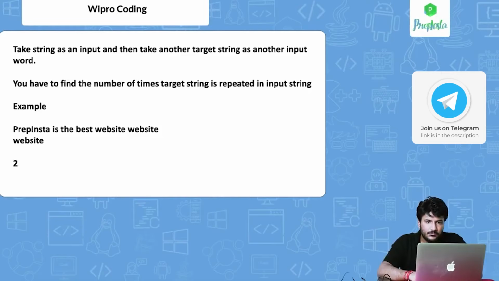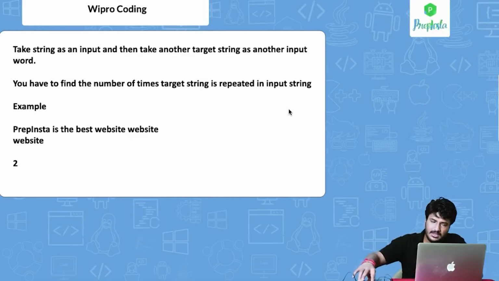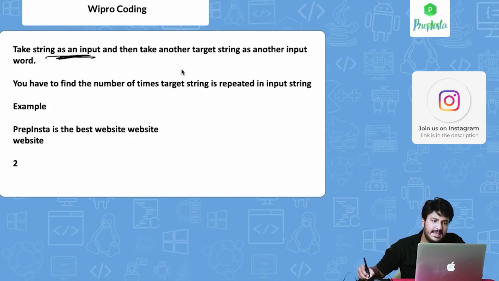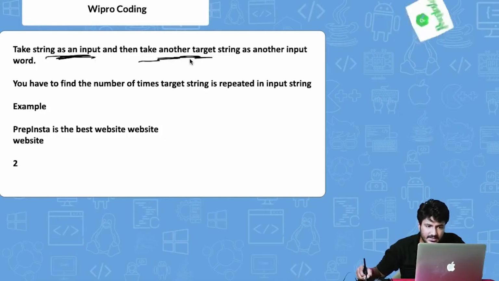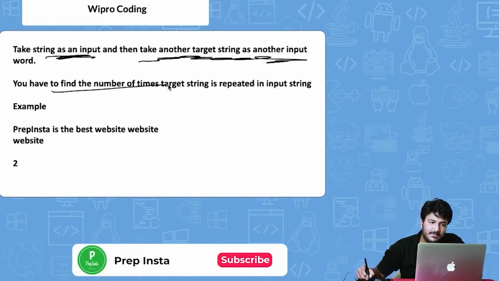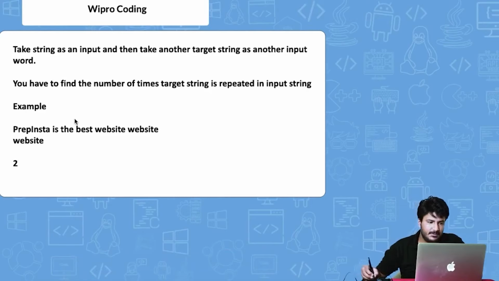Okay. So what basically this particular code is saying, you have to take a string as an input, and then you have to take another target string as another input, and you have to find the number of times the target string is repeated in the string itself. So let me tell you an example. The first string that you have to take as an input from the user, let's say the user enters prep insta is the website.